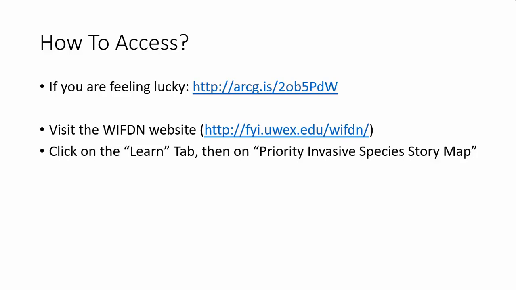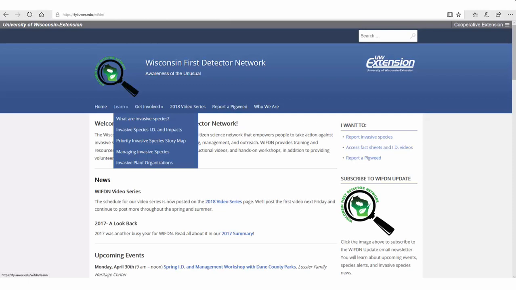It's really meant for you to explore. So how can you access it? You can type in this funky looking URL, or you can go over to the WIFTN website and then click on the Learn tab, and then on the Priority Invasive Species Story Map, which I'll show you here. Again, just the Learn tab, and you can open it up through this link.